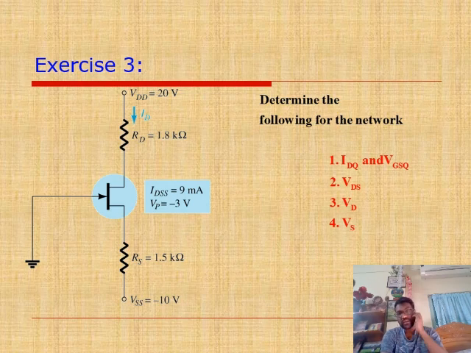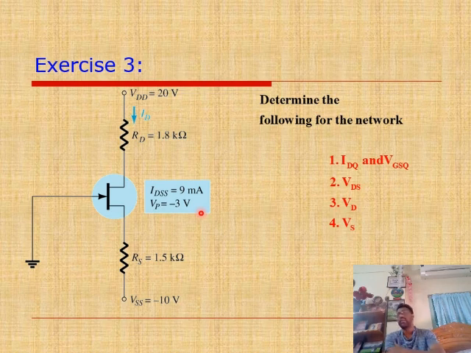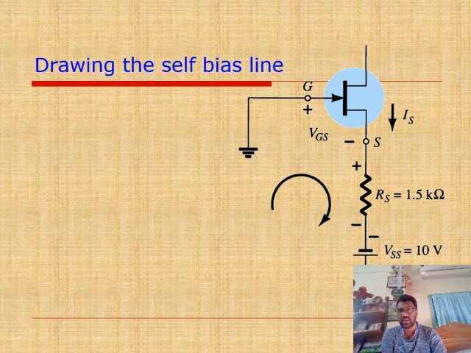So this is another problem. Let us see what it gives. VDD is 20 volt, RD is 1.8 kilo ohm, RS is 1.5 kilo ohm. Another voltage which has been given, VSS. So another voltage has been connected here, that is -10 volt, without any gate supply separately, and IDSS is 9 milliampere. Pinch off voltage is -3 volt. So we have to do the same thing for this circuit also.